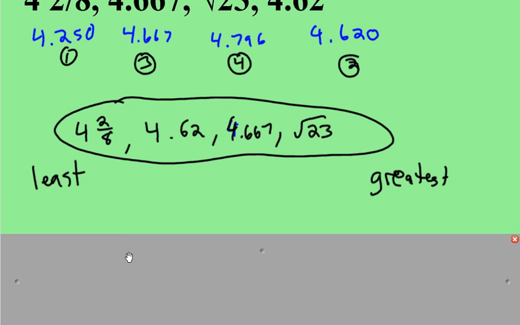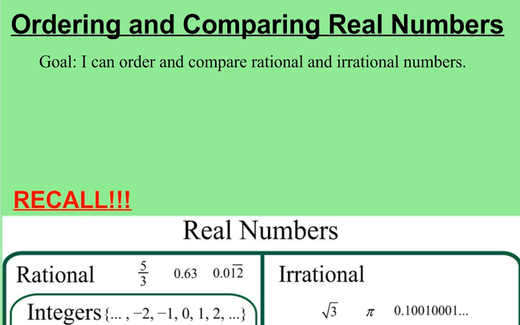And that's really how you do it. When you're comparing or ordering numbers, you want to change them to decimals, and that makes things a lot more easy to compare. So there's our goal again. You can order and compare rational and irrational numbers.